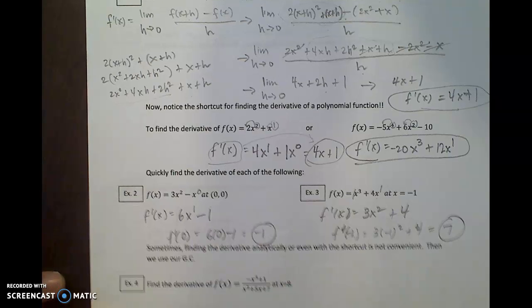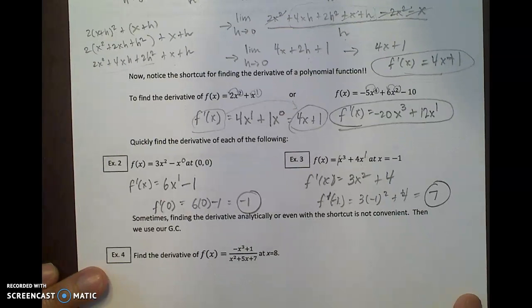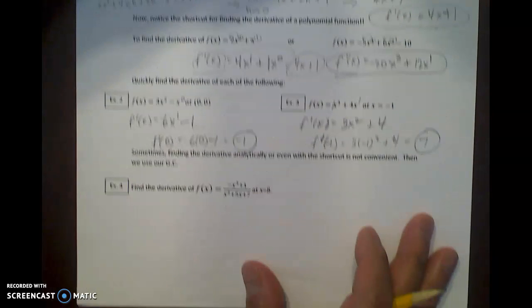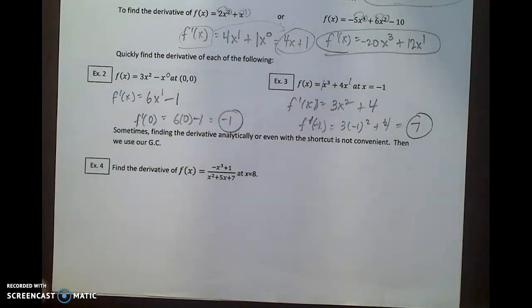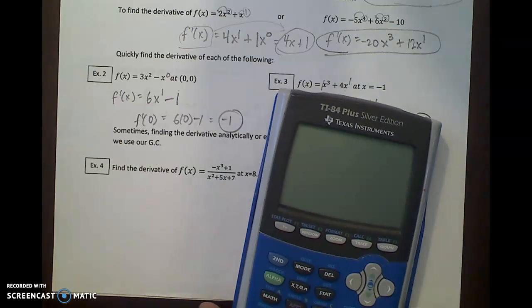Sometimes finding the derivative analytically or even using a shortcut is not convenient. That's when we're going to use our graphing calculator. In situations like these, using the difference quotient or the shortcut method I just showed you is not convenient. You cannot really use the shortcut for this particular function to find the derivative. So that's how we're going to use our calculator for this one.